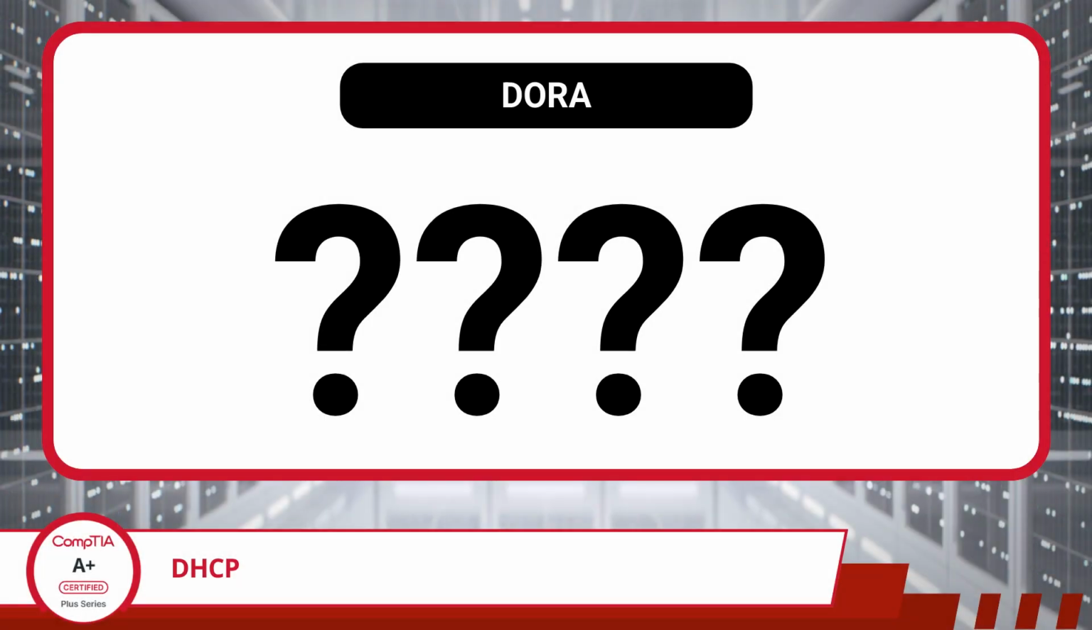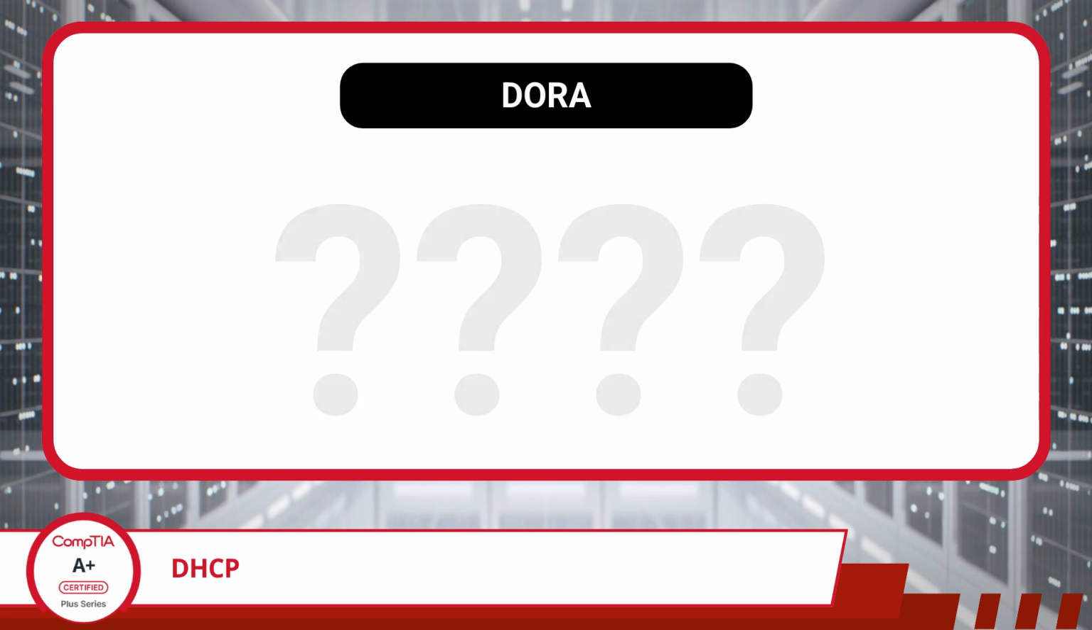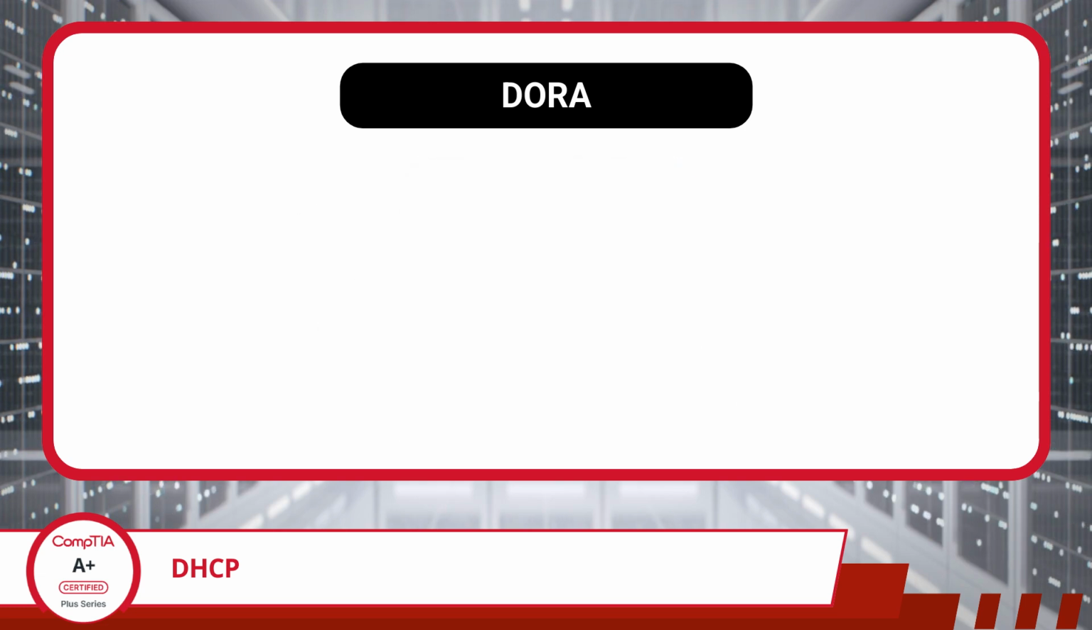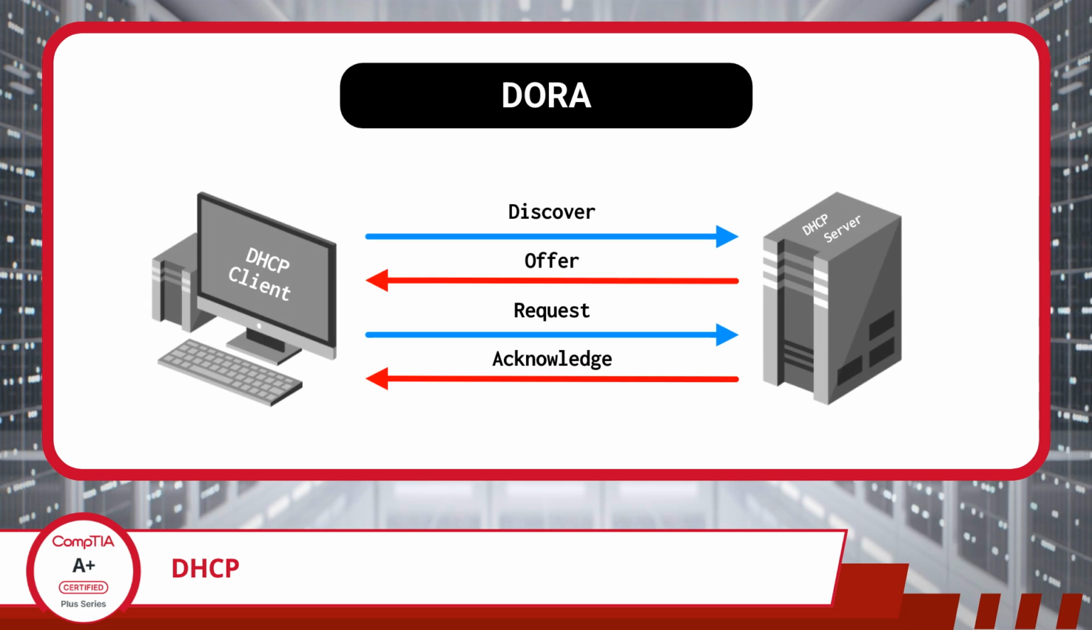Now, let's talk about how DHCP does its job. The secret to DHCP is DORA. No, not that DORA. Okay, much better. This DORA stands for Discover, Offer, Request, and Acknowledge, and is a 4-step process. Here is a quick breakdown.